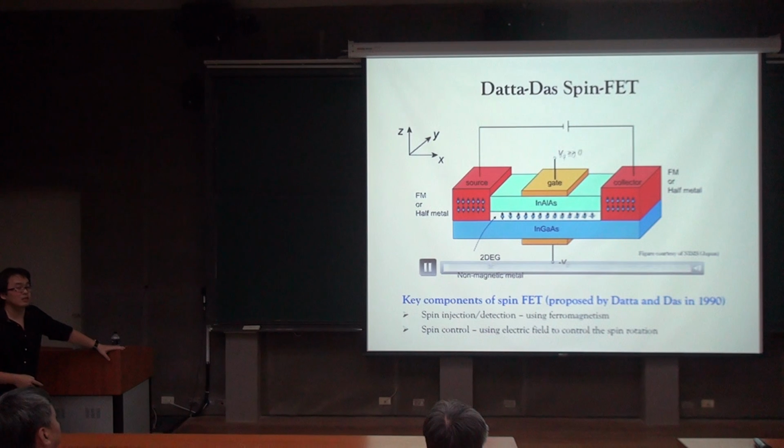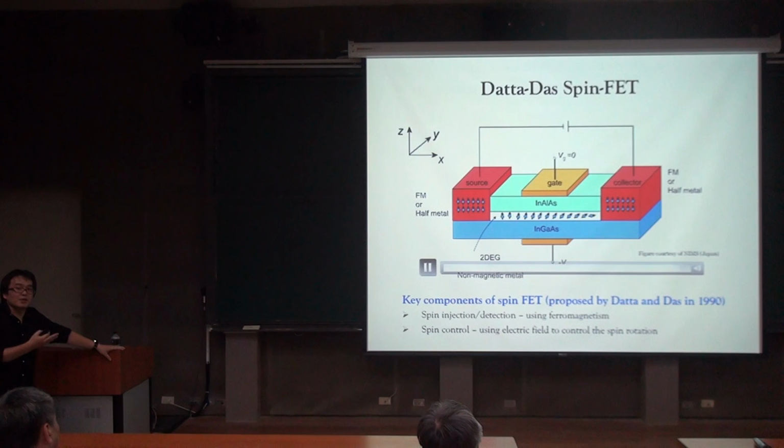So to summarize the key of the spin FET, first you need a ferromagnet, and also you need a gate electrode to control the spin rotation, which seems to be not that clear at the moment because we know only the magnetic field can rotate the spin, not the electric field. Right. So what can we do?